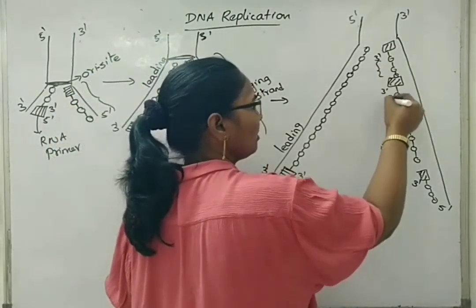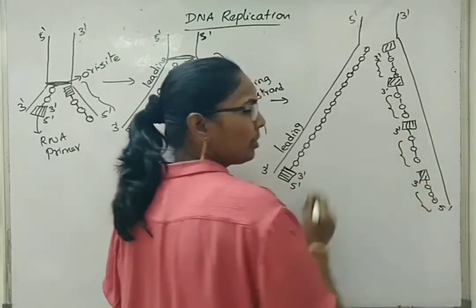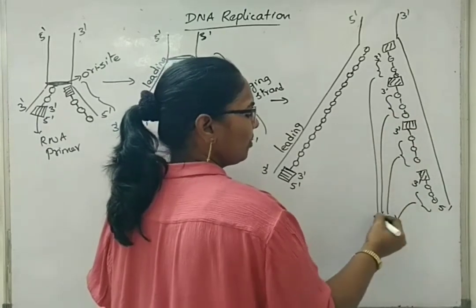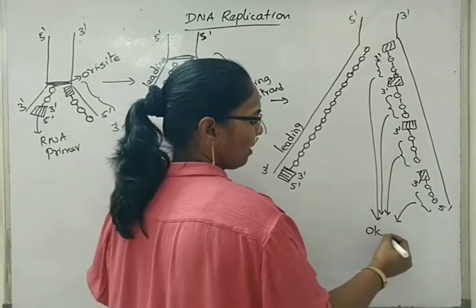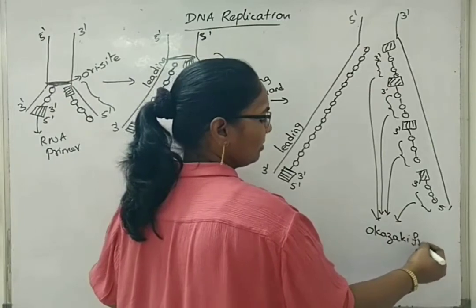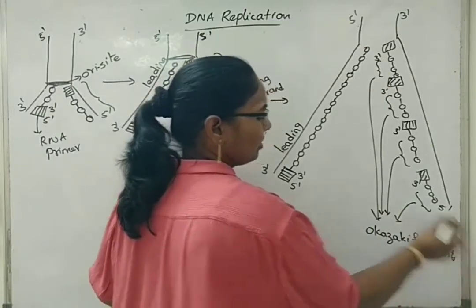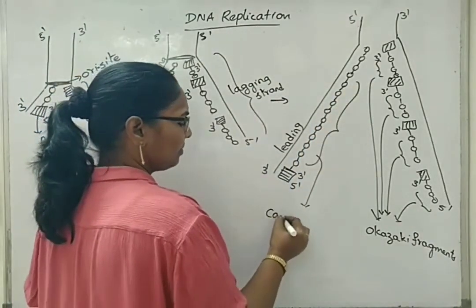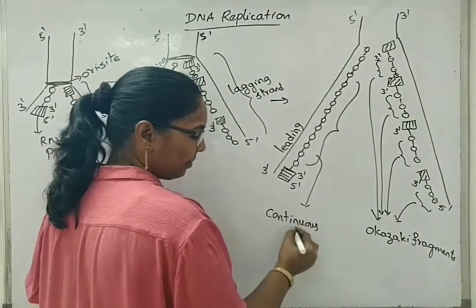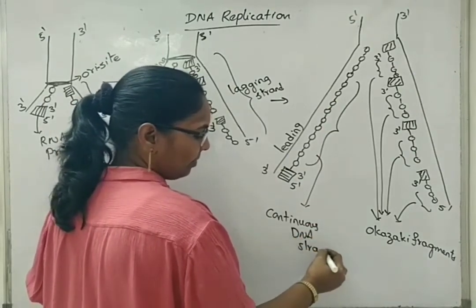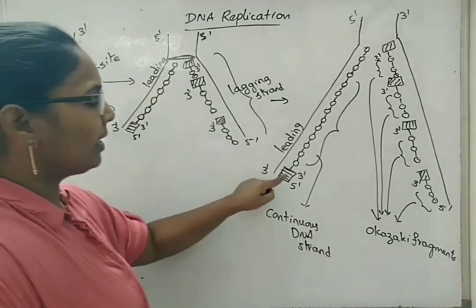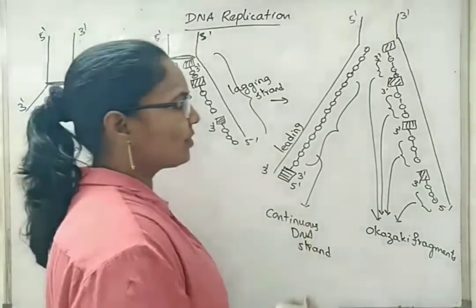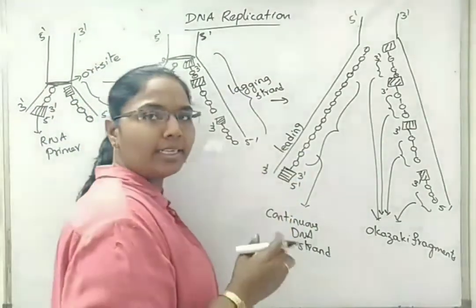So here we have represented some 4 DNA fragments. All these discontinuous DNA fragments are called Okazaki fragments. Now this is the continuous DNA strand, which is supported by the 3 prime end of the RNA primer. Now, after formation of a certain length of the DNA, this will get separated as a new DNA strand.